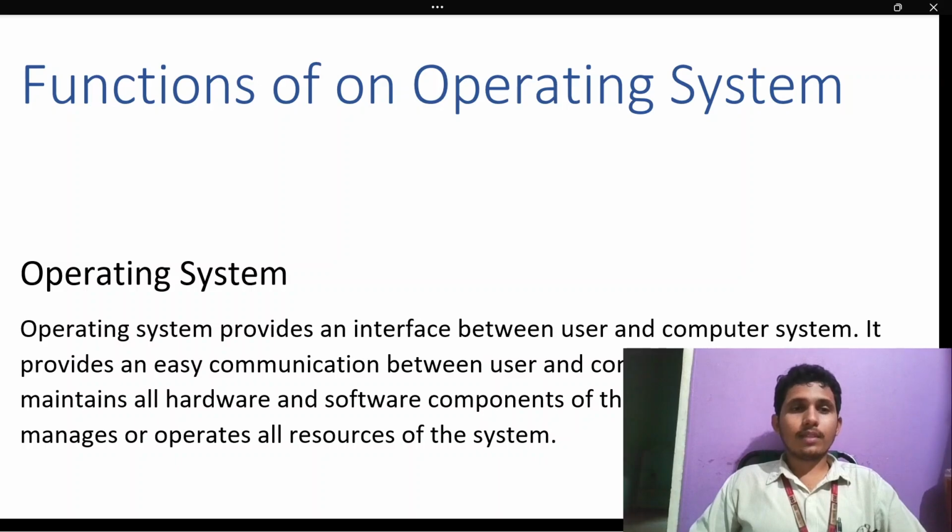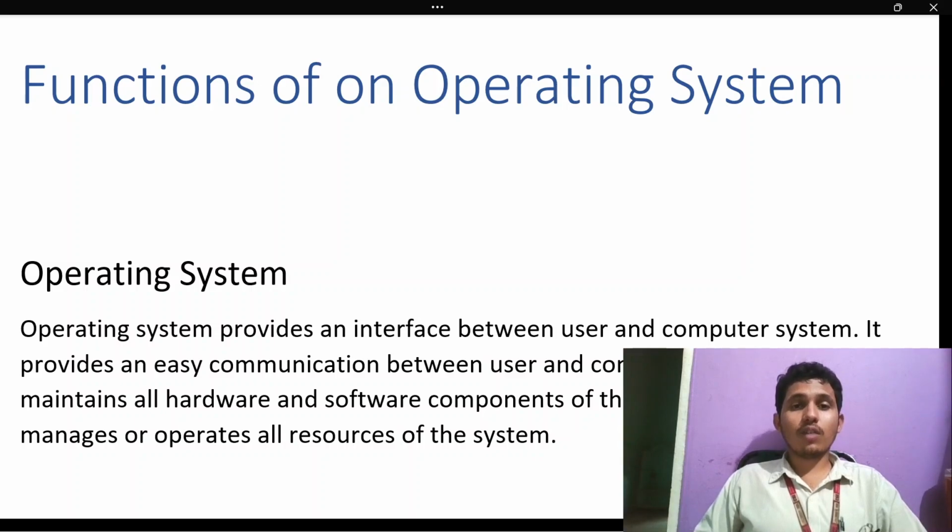Let us get started. First of all, functions of operating system. Let us get to the definition of what is operating system. Basically, operating system is an interface between user and the computer system. So if we go to the technical definition, it provides interface between all hardware and software components of the computer system, and it maintains all the resources of the system. It provides an easy communication between user and computer system.